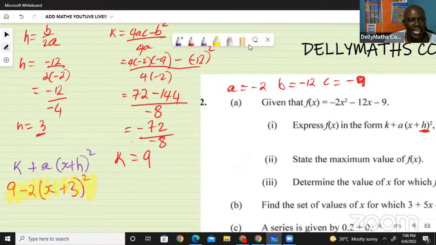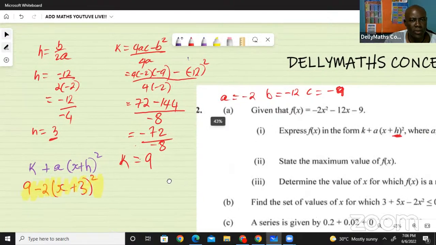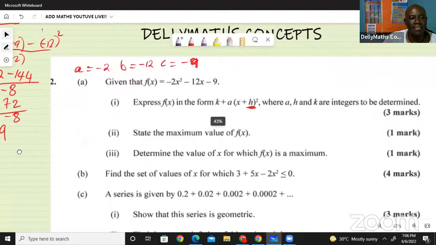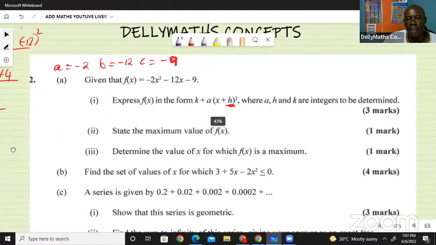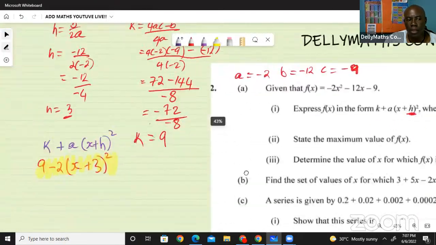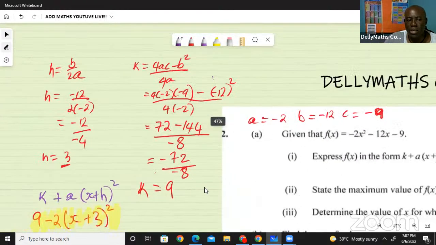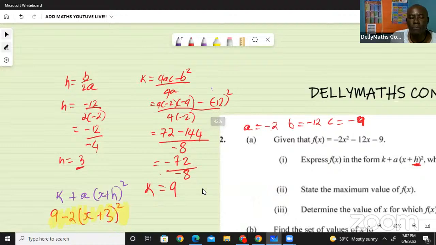All right. Let's look at the next question. So the next question says, state the maximum value of f of x, the 1 mark question. It is important that we understand when we have completed the square, what we actually have, right?